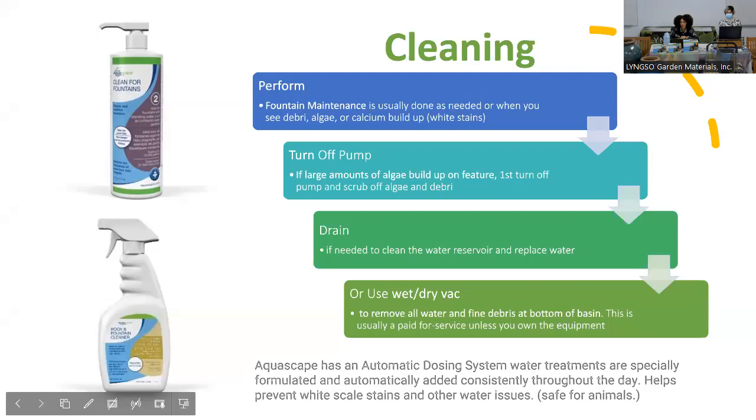So as far as cleaning a water feature, the maintenance is usually done as needed. When you see debris or algae or calcium buildup, which is like those white stains that can accumulate on stones, especially natural stone, you can turn off the pump and you can use a brush to scrub the algae off and debris. If you need to clean the water or replace the water, you can drain the reservoir. There is a service that you could probably seek out where they will remove all the water and debris at the bottom of the basin, but it needs a certain type of wet dry vacuum, which is a service you usually would pay for.